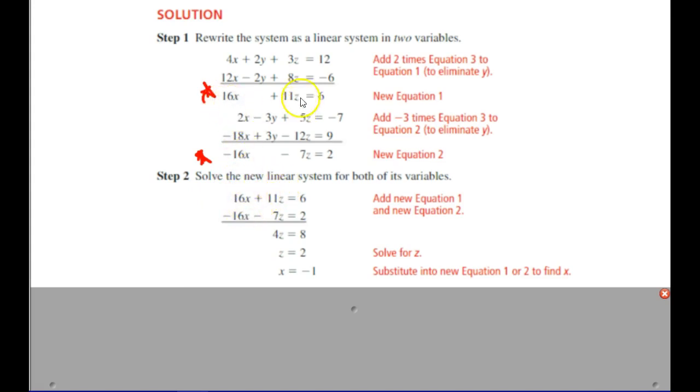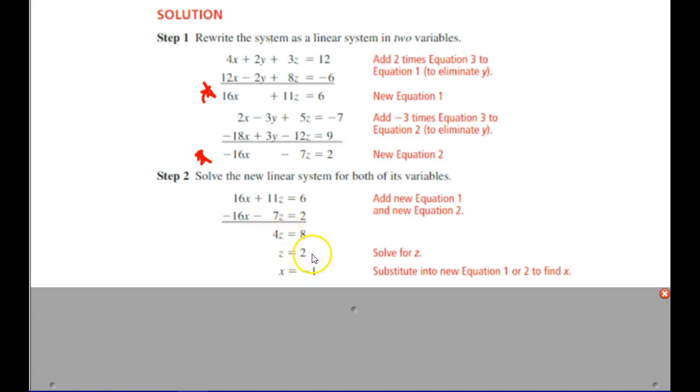So really I just line up my two new equations. I've got 16x plus 11z equals 6, and then negative 16x minus 7z equals 2. This one's handy, because I automatically can get rid of my x's by adding these equations together, since one's positive and one's negative and they're the same value. So 16x minus 16x gives me 0. 11z minus 7z gives me 4z, and 6 plus 2 is 8. Now I can just solve this simplified equation. If I divide both sides by 4, I end up with z equals 2.